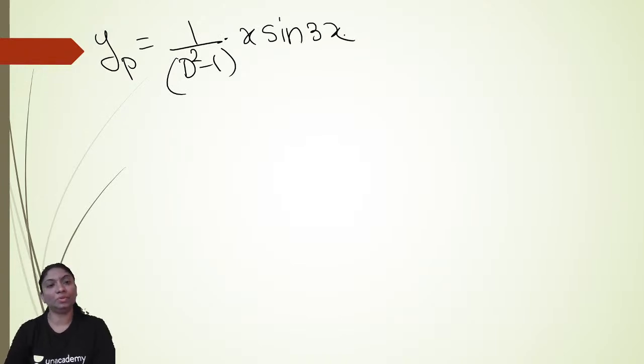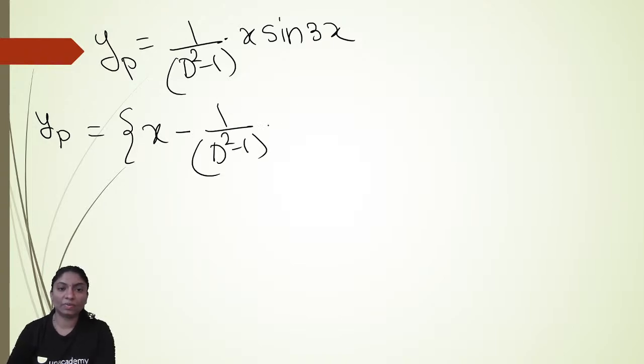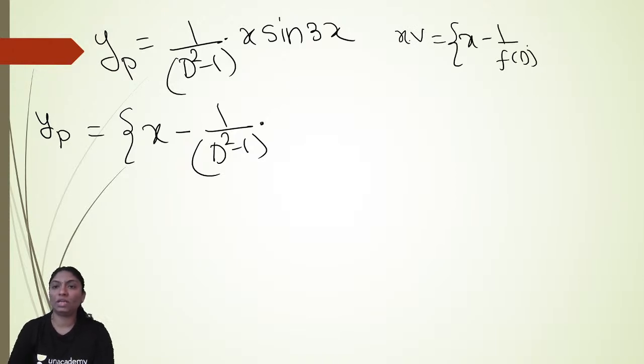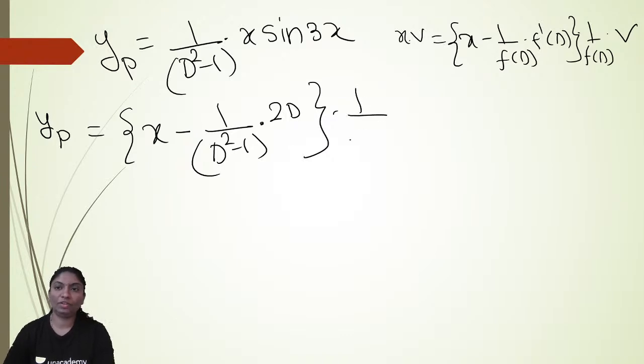Now we will apply rule 6. So yp is equal to x minus 1 upon f of d, d square minus 1, into f dash of d. Right, what is our rule? For x into v, it is x minus 1 upon f of d into f dash of d into 1 upon f of d into v. So we will write here 1 upon d square minus 1 into f dash of d. f dash of d will be the derivative of d square, 2d, and the derivative of the constant is 0, into 1 upon f of d, f of d is d square minus 1, into sine 3x.